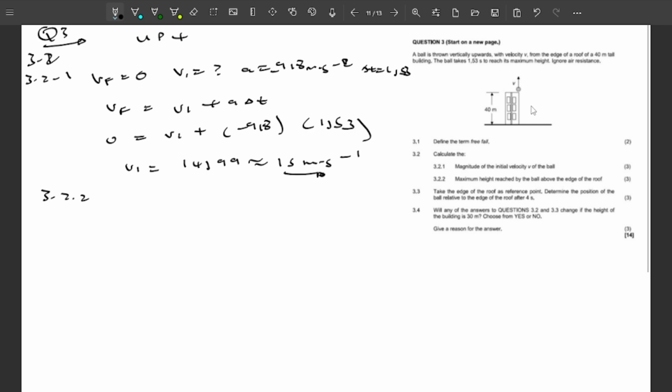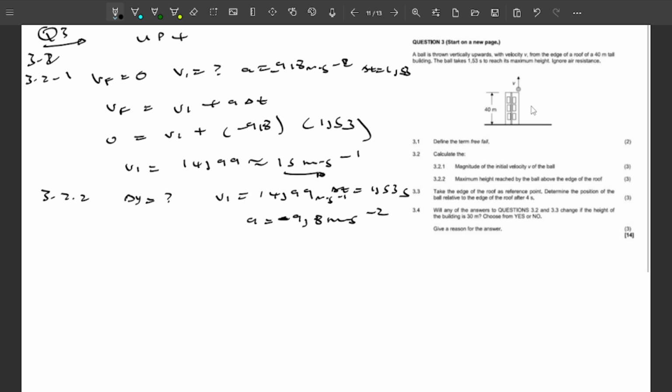Now calculate the maximum height reached by the ball above the edge of the roof. They want us to find the maximum height it reached, so they want the change in y. We can use the v initial. You can use 15, it's okay, but I just want to use 14.99. I know that my change in time is 1.53 seconds. There's nothing else I'm missing apart from the a, which is always negative 9.8 meters per second squared, since I take up as positive.